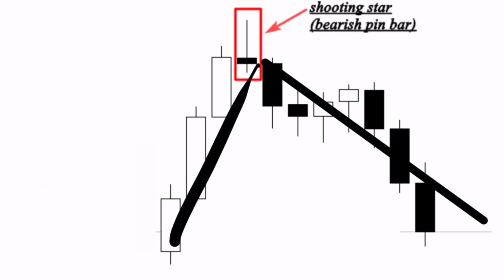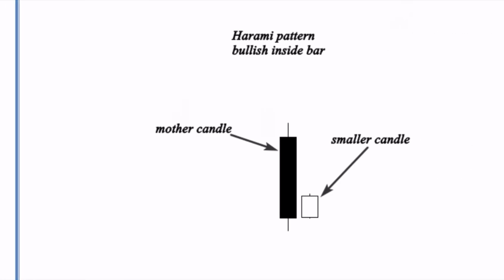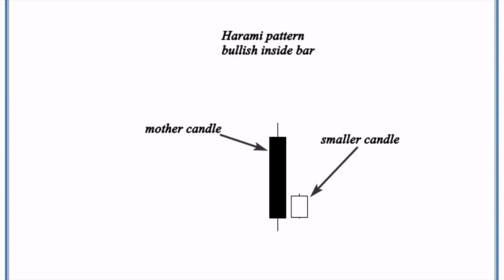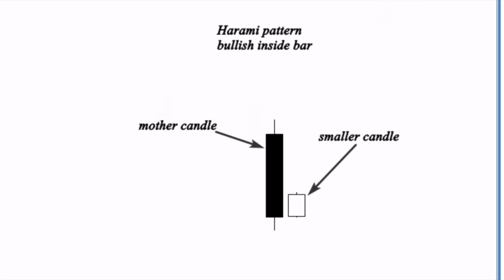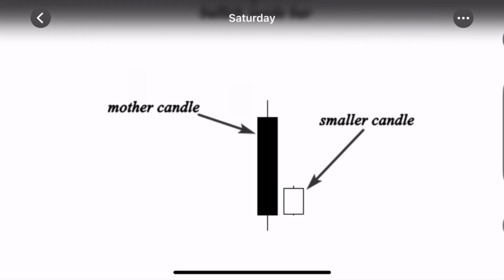It gets to be bearish, so it's just a bearish pin bar. It's saying that the market is going to be selling. So we have a Harami pattern, which is also called a bullish inside bar. The market here is not done with a certain setup. So now it just wants to fill up the setup and get done with it, and then change the direction.